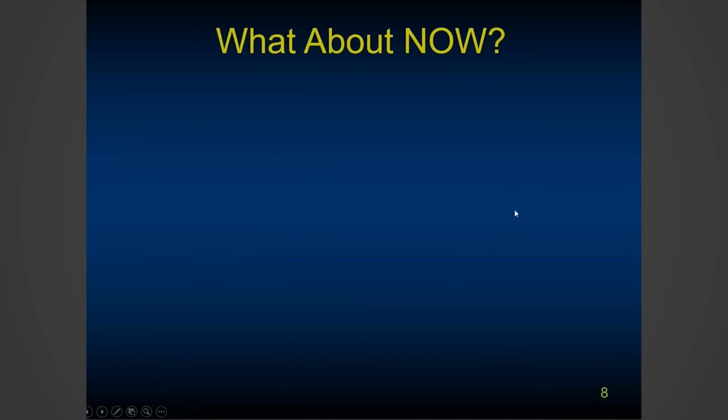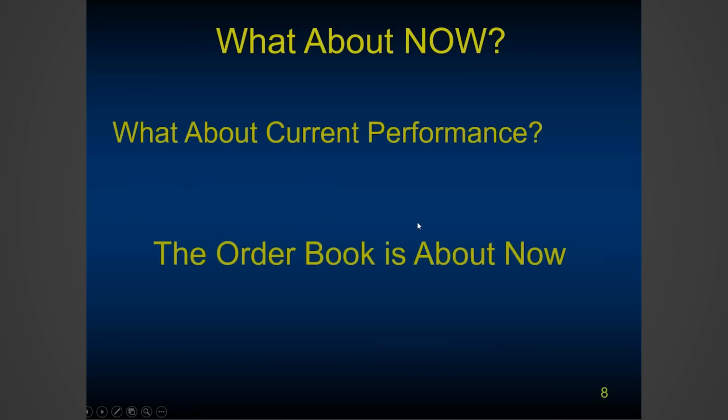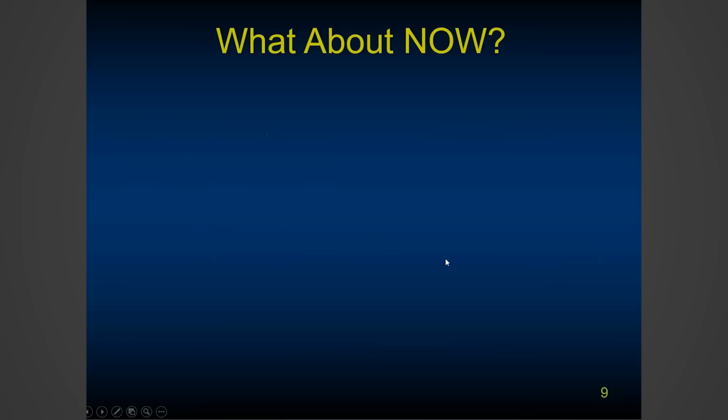So what about now? This is the question that I've wrestled with, I'm sure you've wrestled with, we all wrestle with. What about current performance? We've got all the charts in the world for past performance. What about current performance? Well, we have the order book. The order book is about now. The order book is basically the list, the manifest of orders on the books right now, people who want to buy and sell the stock or the ETF you're interested in.